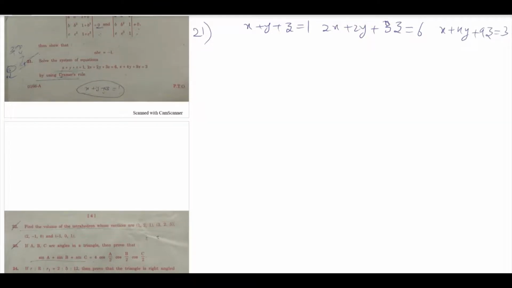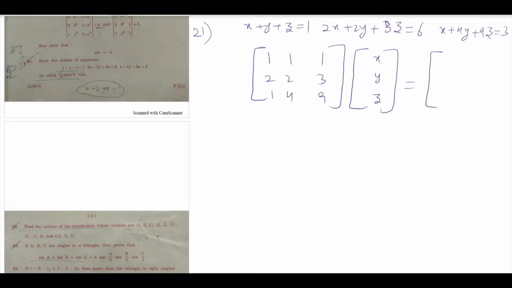Converting these equations into matrix form, I get the matrix 1 1 1, 2 2 3, 1 4 9 into x, y, z as a variable matrix. This is equal to 1, 6, 3. So this is of the form AX equals B, where my matrix A is this 3 by 3 matrix and X is a variable matrix and B is this 3 by 1 matrix.